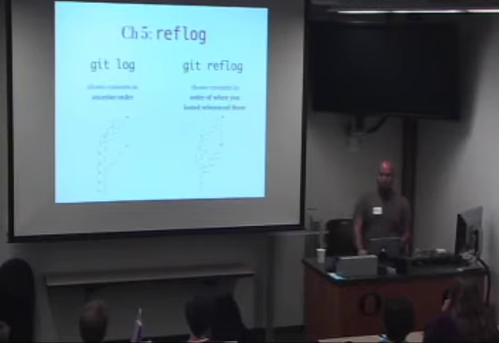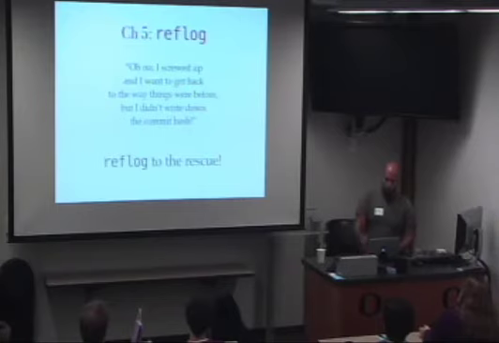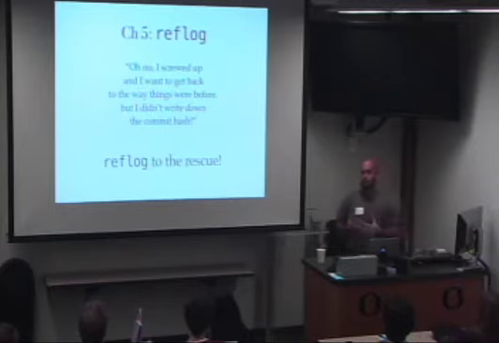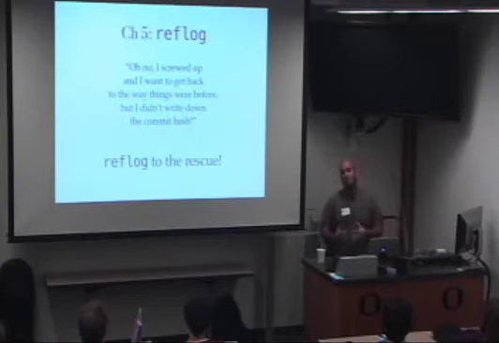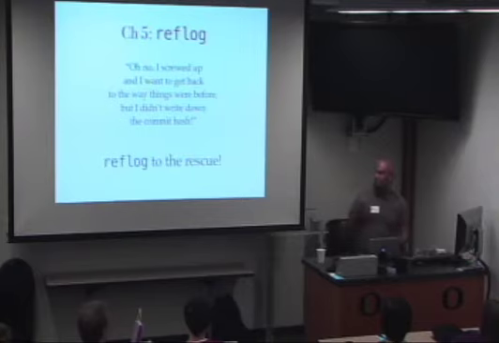So let me show you an example of when you might want to use this and how you actually do so. You would use the reflog when you have a problem with Git, particularly if you have a problem with changing history, and you want to go back to the way things were before. And you know that you can use git reset --hard if you have the commit hash, but you don't have the commit hash. You lost it. You didn't write it down. Reflog will help you out. Reflog will save your ass.